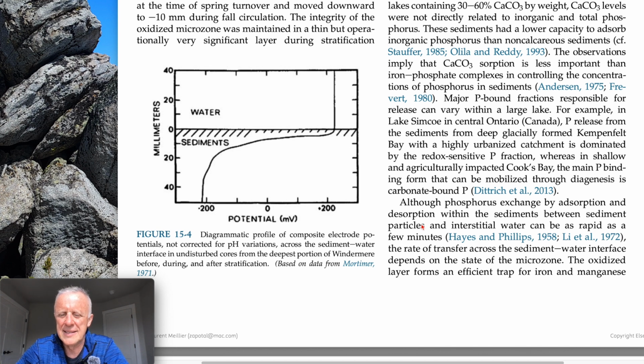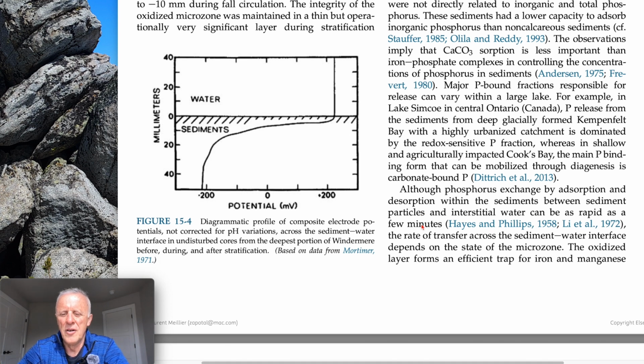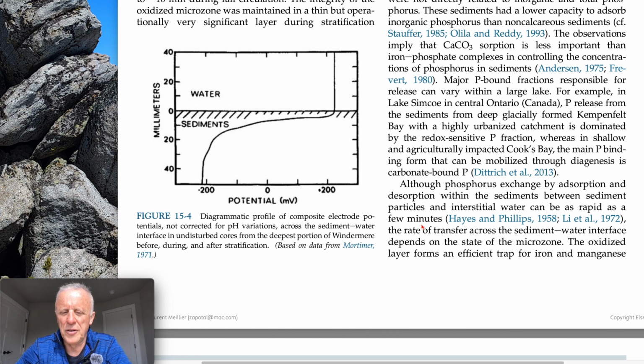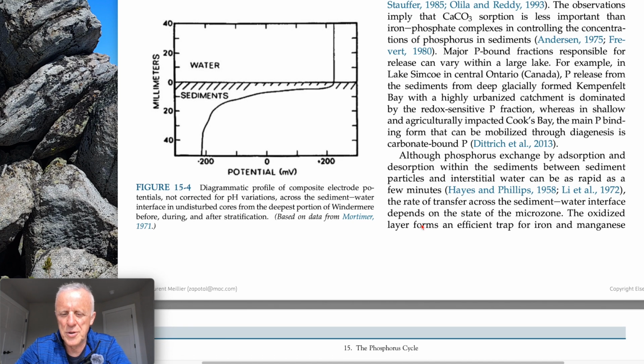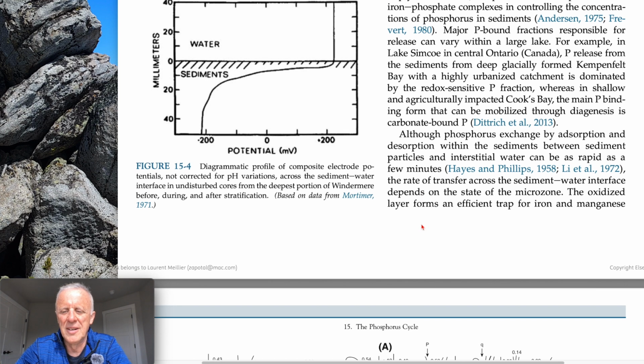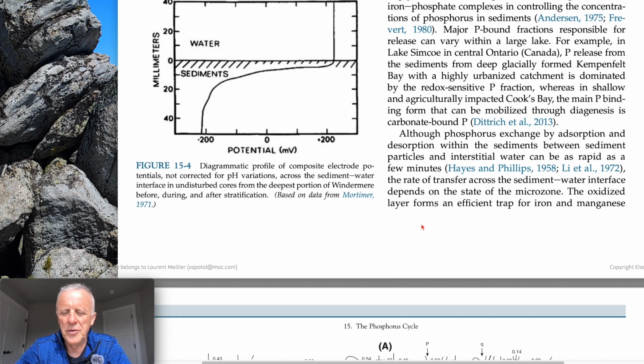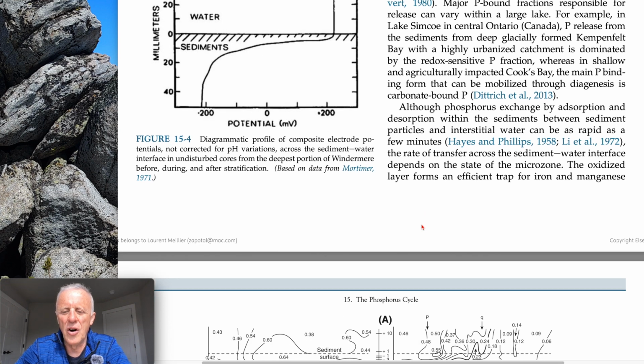For example, in Lake Simcoe in central Ontario, phosphorus release from the sediments of deep, glacially formed Kempenfeldt Bay, with a highly urbanized catchment, is dominated by the redox-sensitive phosphorus fraction, whereas in shallow and agriculturally impacted Cooks Bay, the main phosphorus binding form that can be mobilized through diagenesis is carbonate-bound phosphorus. Although phosphorus exchange by adsorption and desorption between sediment particles and interstitial water can be as rapid as a few minutes, the rate of transfer across the sediment-water interface depends on the state of the microzone.